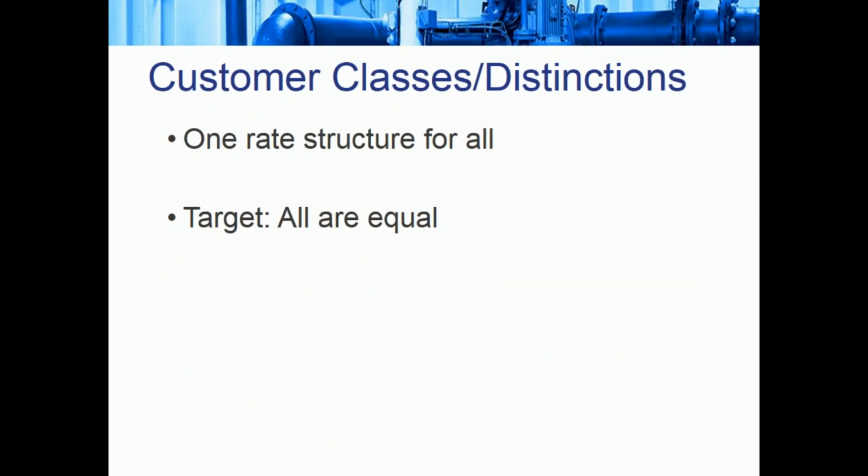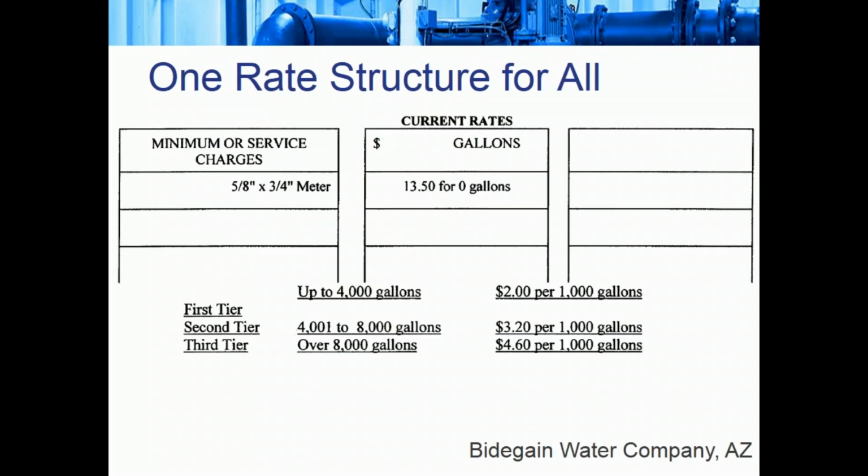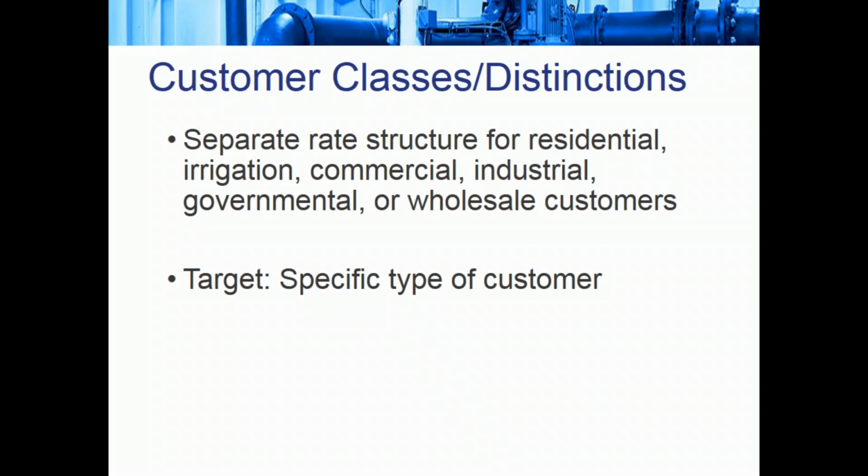So the first thing I want to talk about are customer classes. So for many of you, if you have a very homogeneous system where, say, it's all residential customers, you probably just have one rate structure for all, and everybody is treated equally. And that's a simple and fair way of structuring your rates. And it's something that we see often with these small non-governmental community systems. So this is the Bygain Water Company in Arizona. They have $13.50 as their base rate, and then they have an increasing block rate from there. But everybody in their water company pays this rate. There's no distinction between customers. And this is one option that you have open to you. But it's not the only option that you have.